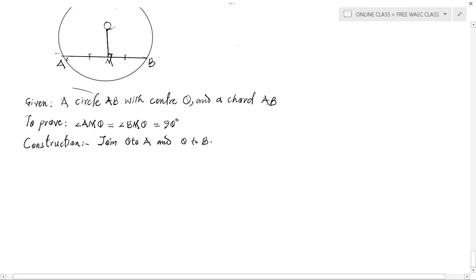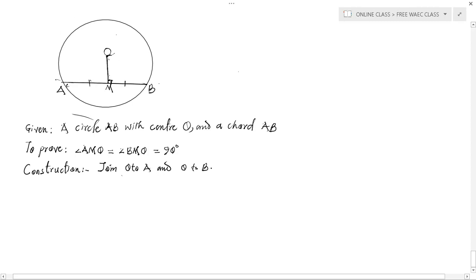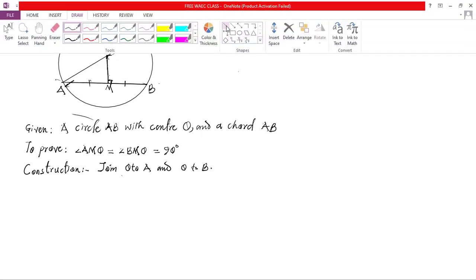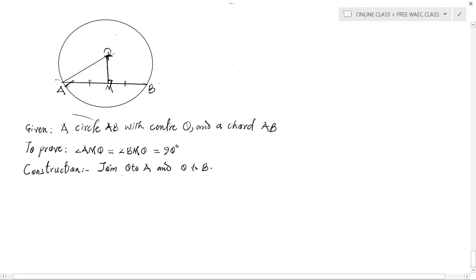So it means that in this case, we must draw it such that we join point O to A. We join point O to A, as we can see. Then again, we join from O to B. That's it. So the next thing now, that one has been done. We now go to our procedure. We call it proof. This is the procedure.